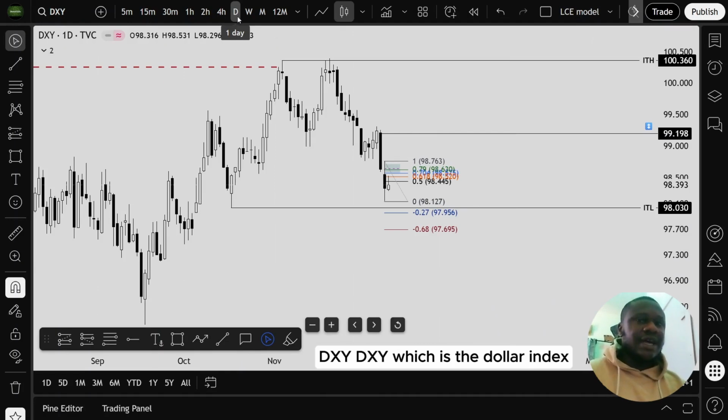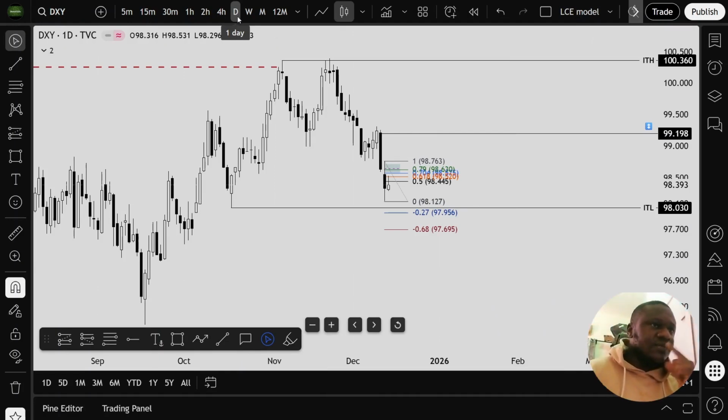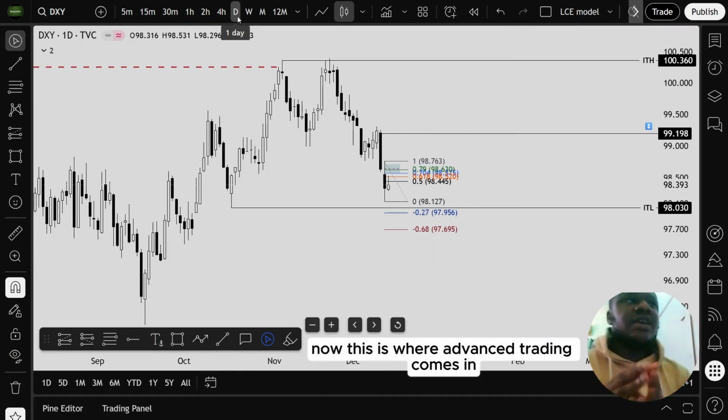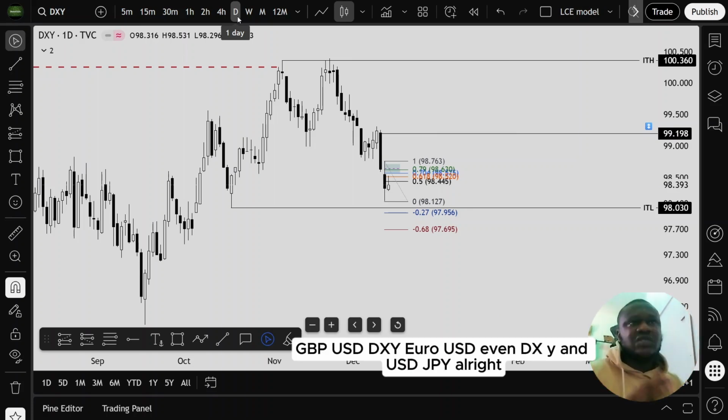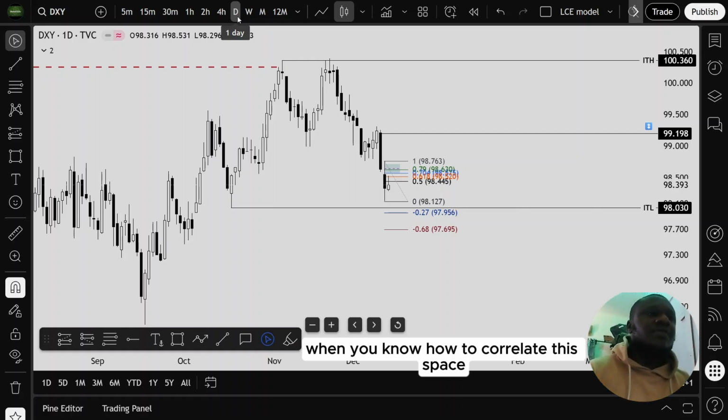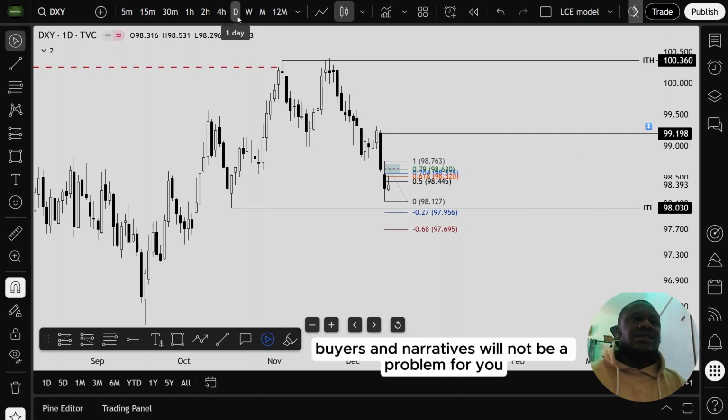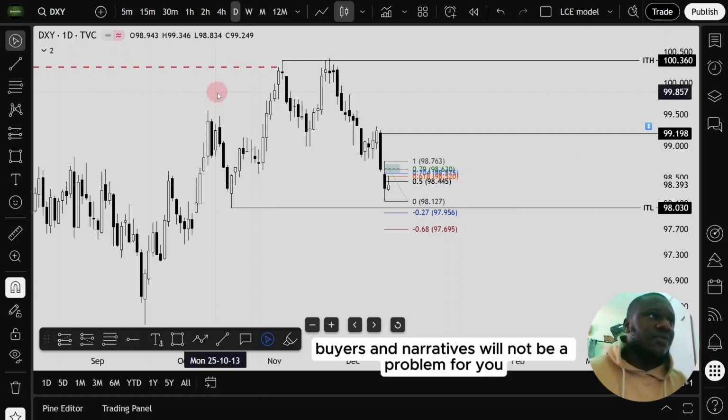DXY, which is the dollar index. Now, this is where advanced trading comes in. When you know how to correlate DXY with your other pairs, like DXY, GBPUSD, DXY, EURUSD, even DXY and USDJPY, alright? When you know how to correlate this space, buyers and narratives will not be a problem for you.